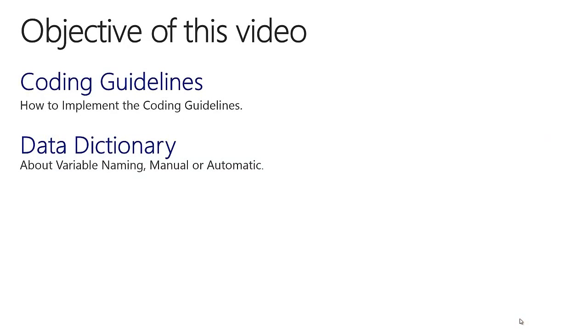At the end of this video, you will have an idea on how to implement the CAL coding guidelines in Microsoft Dynamics NAV. The objective of this video is to go through the coding guidelines and talk about the elements one by one. And at the end of this video we will be going to the data dictionary about variable naming, manual or automatic.